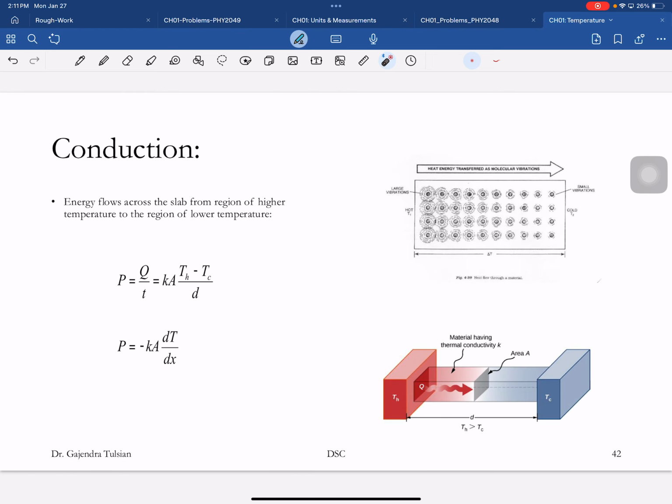Okay, here's a solid. This end is hotter than this end. How is heat transferred? This guy bumps into him, transfers some of his heat, and so on. So that's how heat is transferred. Again, there's an electron gas as well. We won't talk about that.